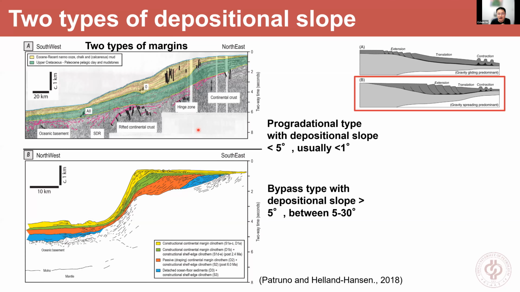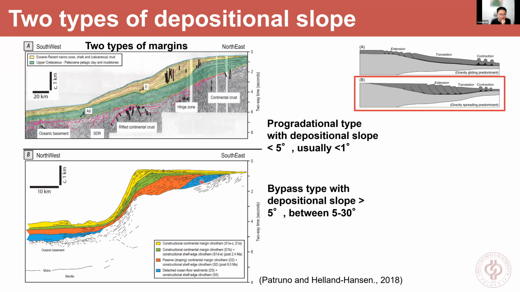So there are also two types of depositional slopes. One is the propositional type depositional slope, which is usually less than 5 degrees, but actually most of them are very gentle, like less than 1 degree. Another is the so-called bypass system or bypass deposition slope. It's usually larger than 5, and it could be anything between 5 and 30. So its upper limit is around 30 degrees, like a Gilbert delta, something like that.